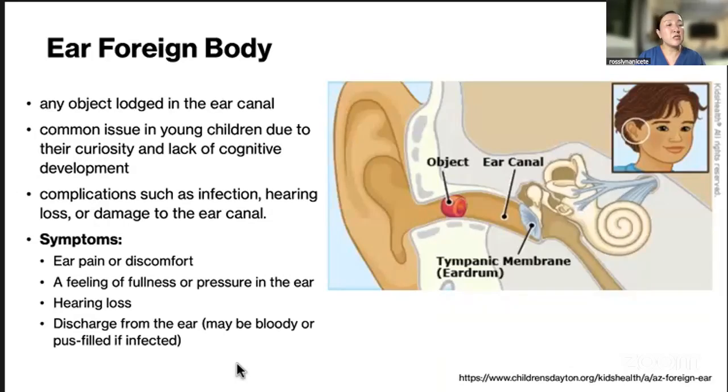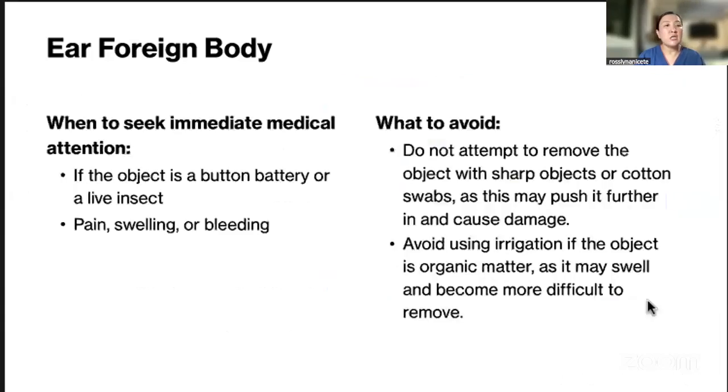Common symptoms include ear pain or discomfort, a feeling of fullness or pressure in your ear, hearing loss, and discharge from the ear, which may be bloody or pus-filled if infected. So when do you need to seek immediate medical attention? If the object is a button battery or a live insect, and if there's pain, swelling or bleeding.